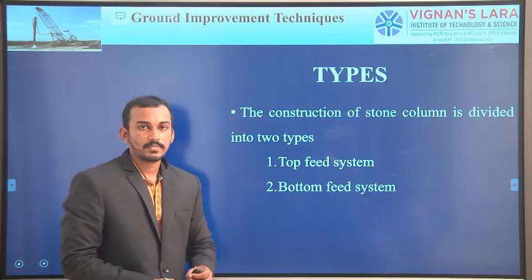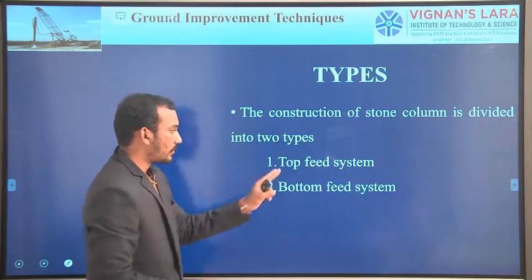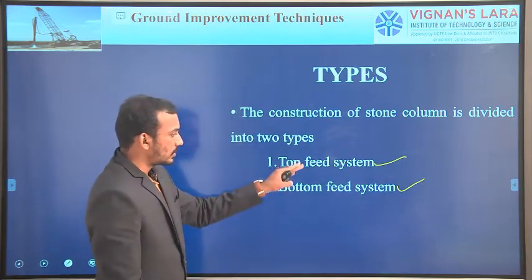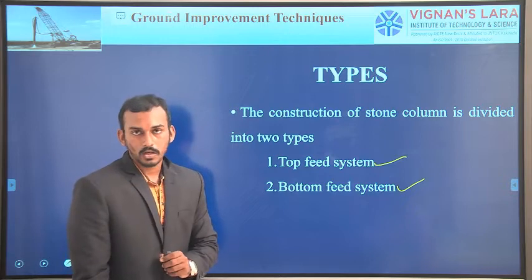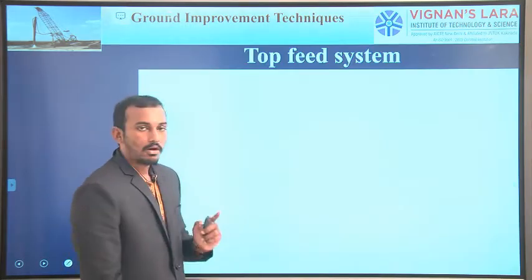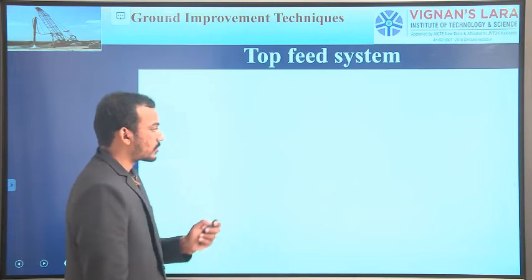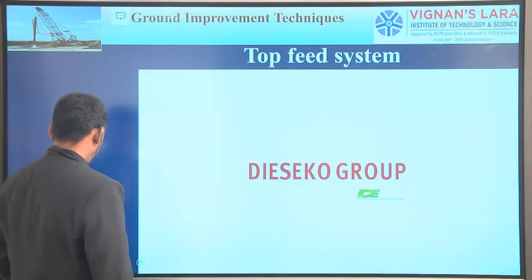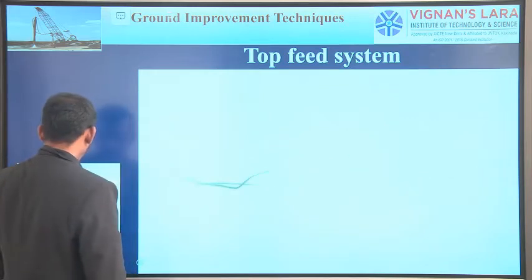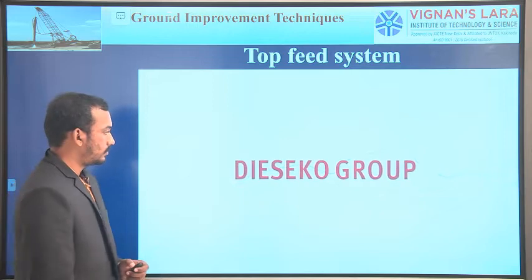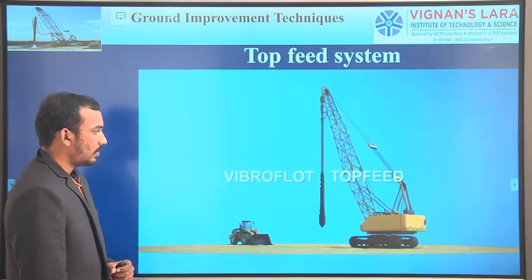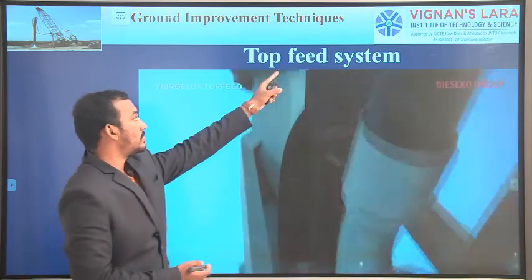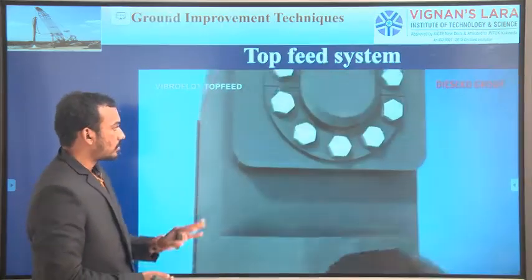Stone columns are laid using two methods. The first one is the top feed system, the second one is the bottom feed system. By using these two systems, we can lay the stone columns. So let's see the first one, the top feed system, and how we lay the stone columns using it. See, vibroflot at top feed. Feed means giving. Okay, so let's see the first.